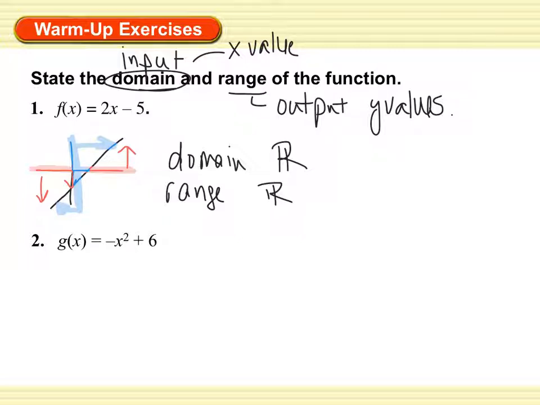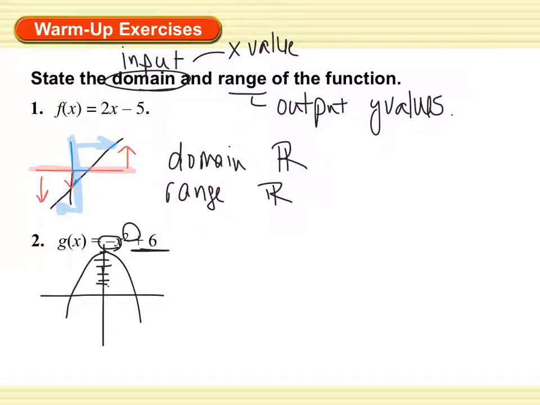Now this next one, this is a parabola. This is where you really need to know your parent functions too. It's a parabola because it's squared. That means it's a happy U-shape, up or down. Negative in front means it opens down, and the +6 means it starts at 6 above the x-axis. 1, 2, 3, 4, 5, 6. So it looks kind of like this.